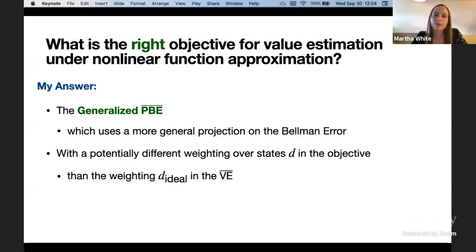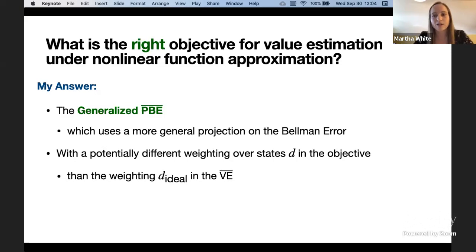Okay, so what I'd like to motivate in this talk is that we want to figure out how to extend the linear projected Bellman error to the nonlinear case. Particularly because we care about nonlinear function approximation, and we want to ask what is the right objective. So it's a big question. It's always a strong thing to say what is the best thing or the right thing.